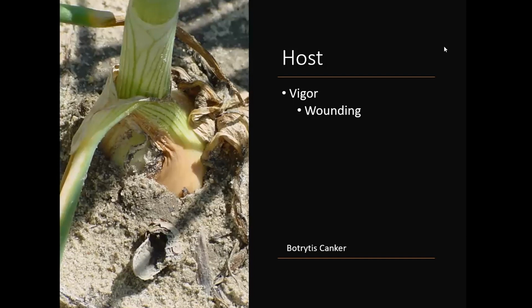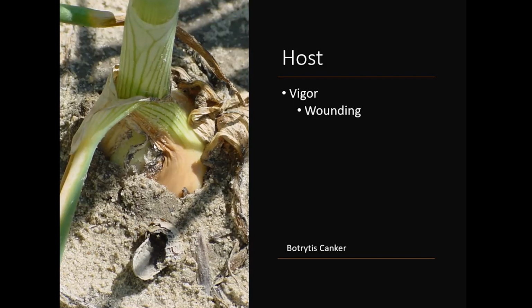And I can't say enough about wounding. This is an example of botrytis on onion. So you'll see here, my cursor. You'll see here botrytis coming in, and botrytis is gray mold, by the way. Most people know it by gray mold.